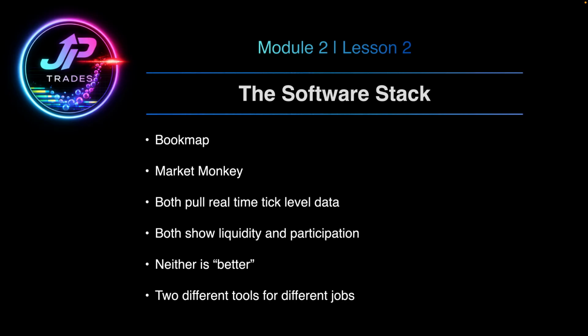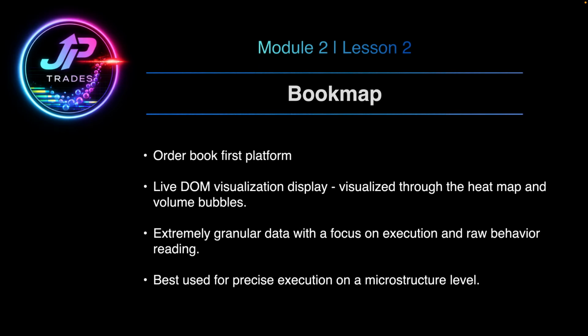So the difference isn't whether one is better than the other, it's their focus. Each highlights a different layer, so we pick the right tool for the right job. Now, Bookmap is order book first. It shows the live order book ladder continuously.